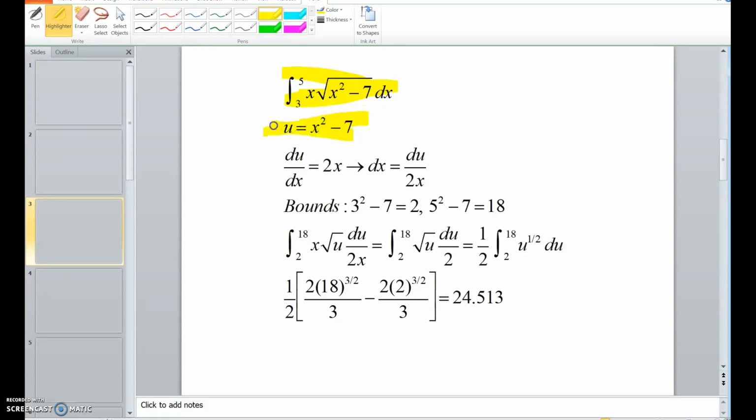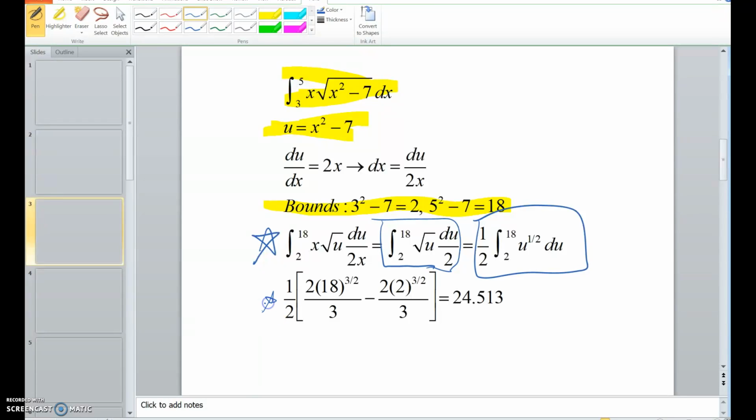This is where we defined u. This is where we made a substitution for dx, so we had to replace dx. This is where we figured out the new bounds. And so this is the problem rewritten in terms of u. So here's the simplified version that we got to on the previous page, and then here's where we actually figure out the definite integral.